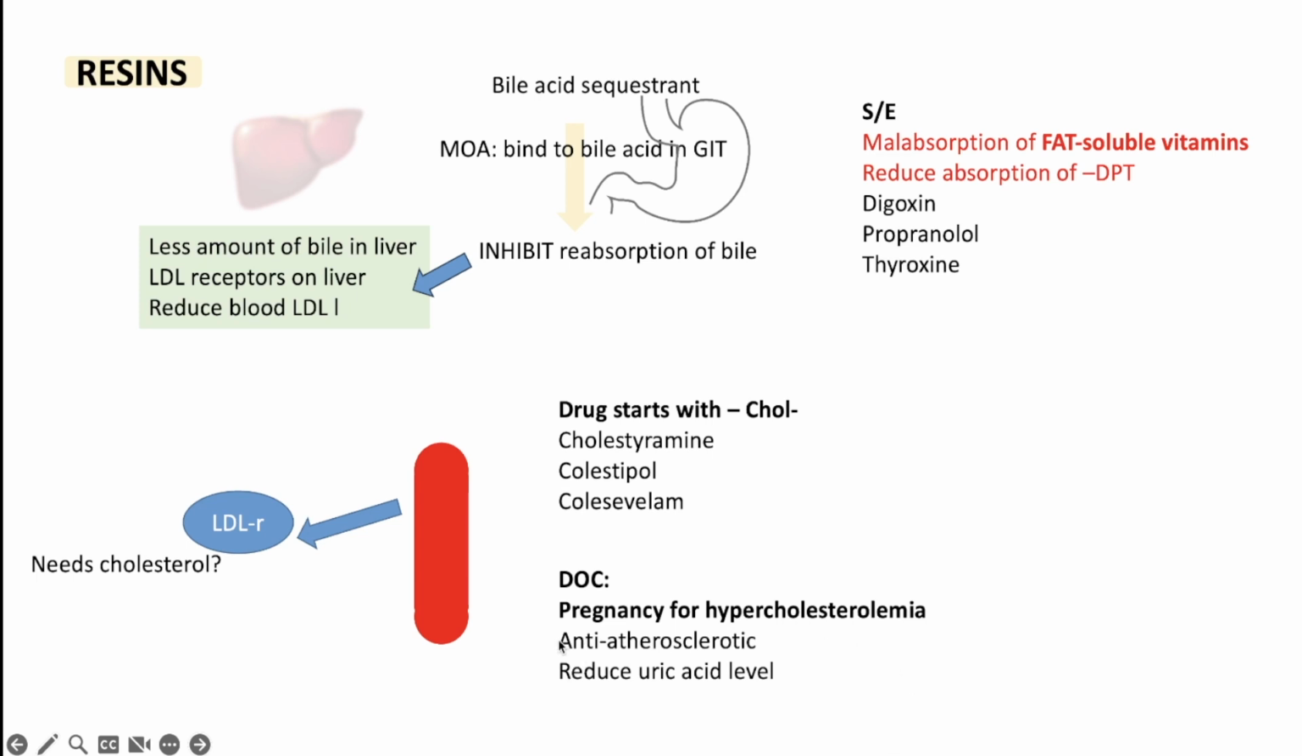It also has an additional mechanism similar to that of the statins, that is, resins have an anti-atherosclerotic effect, as well as reducing the uric acid levels in the body. So the statins and resins both can be used in individuals who have high cholesterol associated with gout conditions. The side effect of resins is they cause malabsorption of fat soluble vitamins, and they reduce the absorption of some drugs like digoxin, propranolol, and thyroxine.